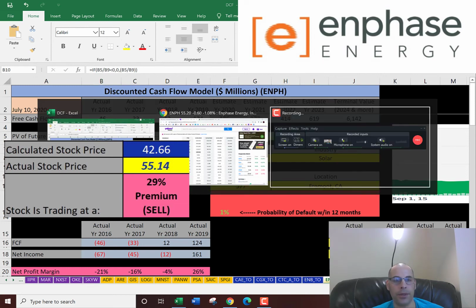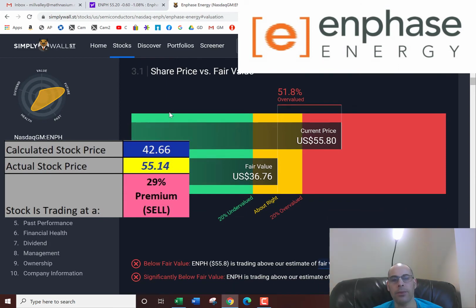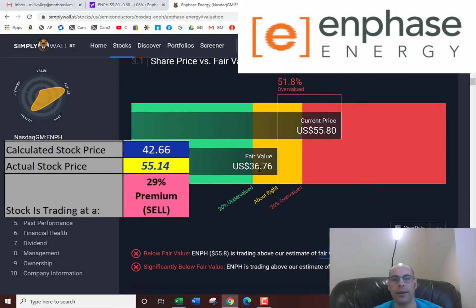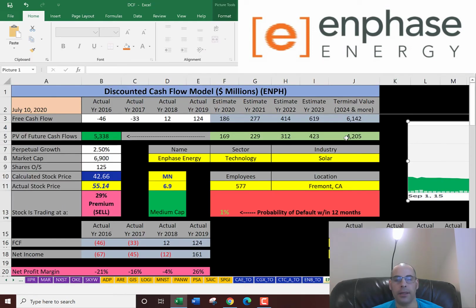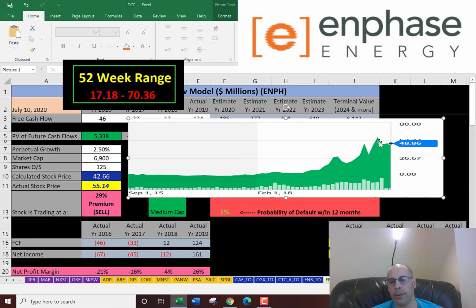Let's see what Simply Wall Street says the stock is worth. They're saying it's worth a little less at $37, so it's trading at a 52% premium, according to Simply Wall Street. It's fairly close to my number, but in both cases, the stock is overvalued. The stock price was really low for a few years, but it's been driven up the past year. So it seems like it's trading pretty high, but maybe investors feel the future of the company is really strong. The solar industry is a good industry to be in.